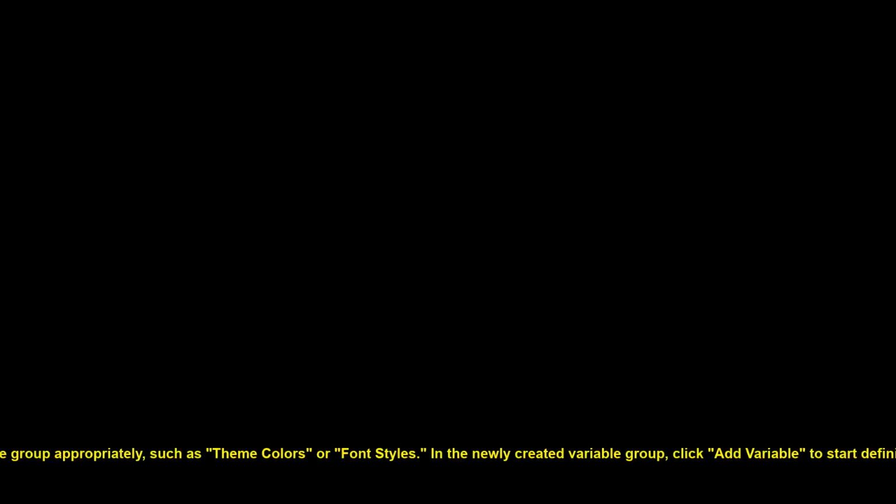To configure Figma variables for theme-based branding, start by opening your Figma project. Navigate to the Assets panel on the left side of your workspace. Select the Variables tab to reveal the Variables section. Click on the plus icon to create a new variable group. Name your variable group appropriately, such as theme colors or font styles.